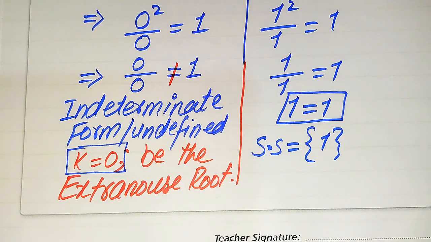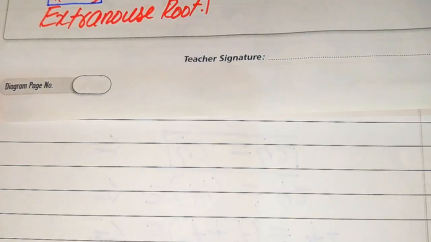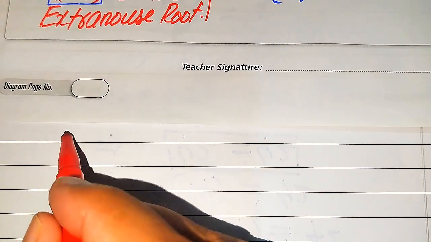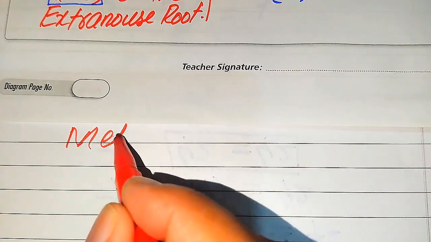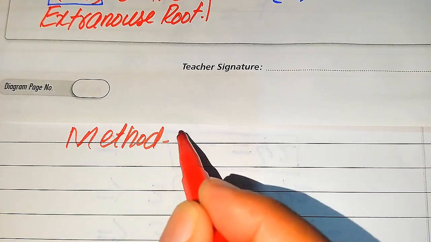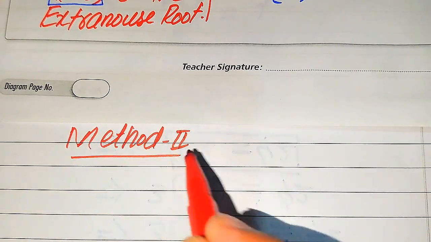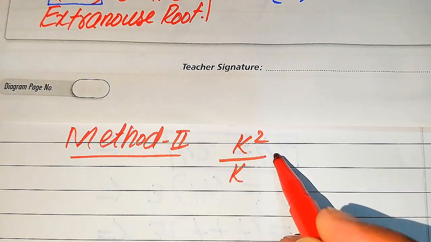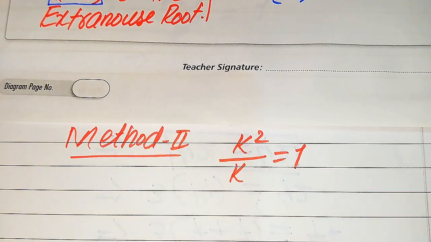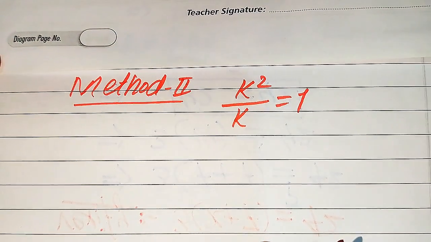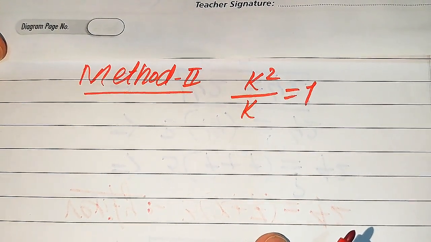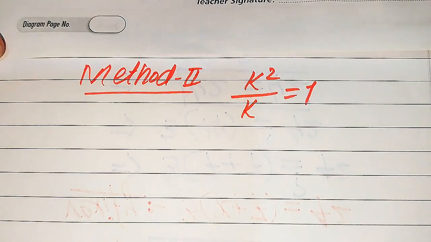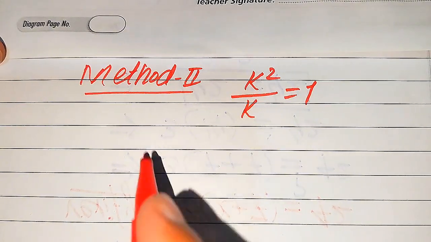So this is the final conclusion about the first method, and now we move towards our second method, and we again solve this problem. So in the second method, first we need to copy down the given question statement, and the given question statement is that k square divided by k is equal to 1. This is our given question statement, and in this method I can give you the smartest way to get the values of k.